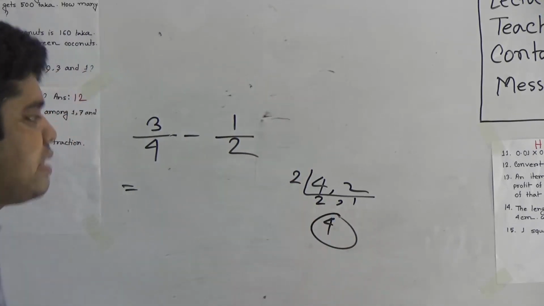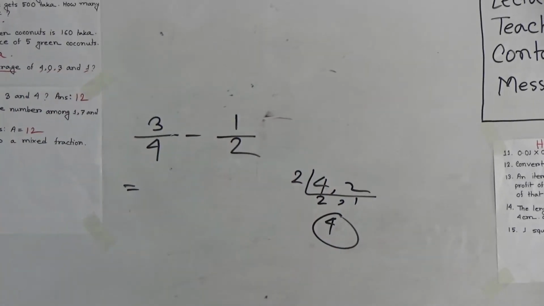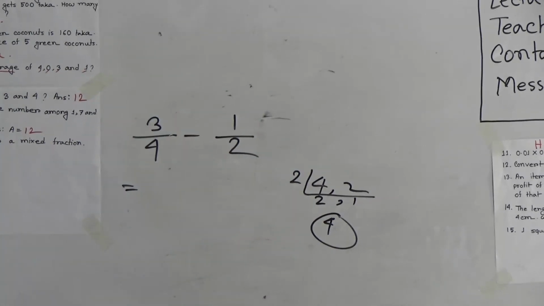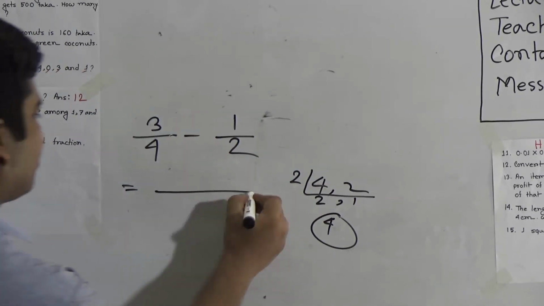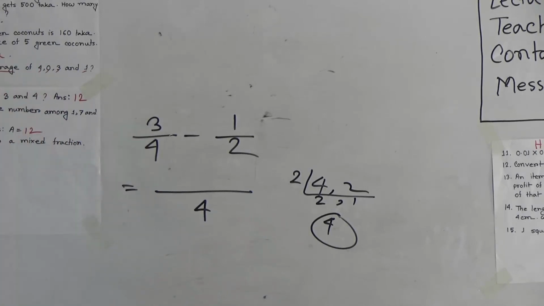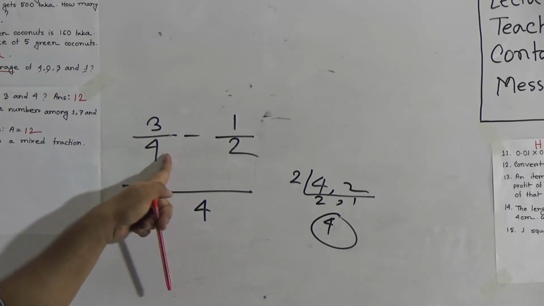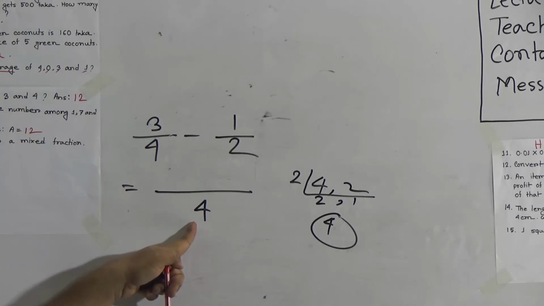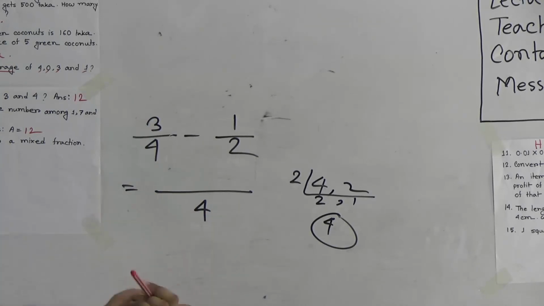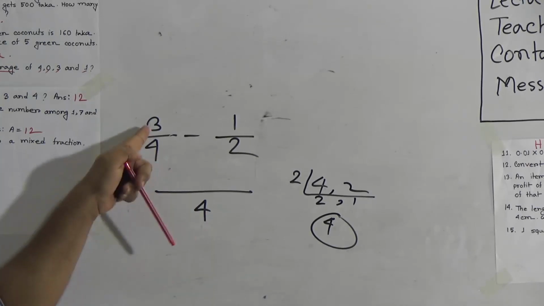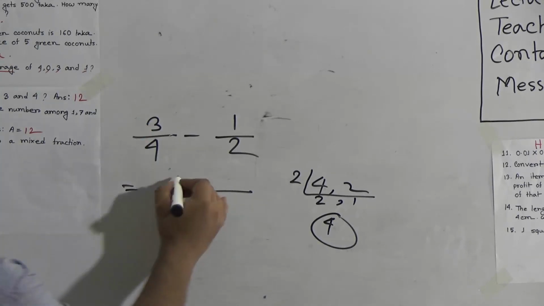That means 4 is the LCM of 4 and 2. Now we use this LCM 4. We divide this LCM by the denominator of the first fraction and we get 4 divided by 4, which is 1. This 1 is multiplied with this 3 and it will be 3 1s are 3.